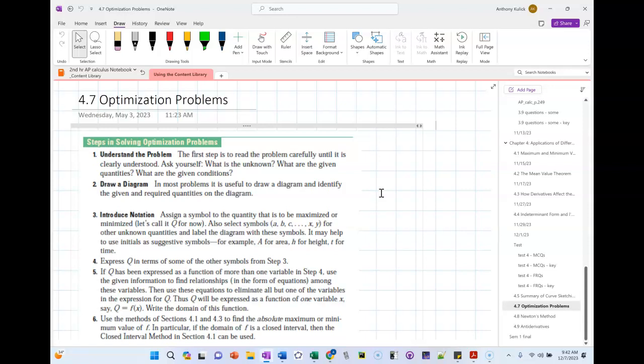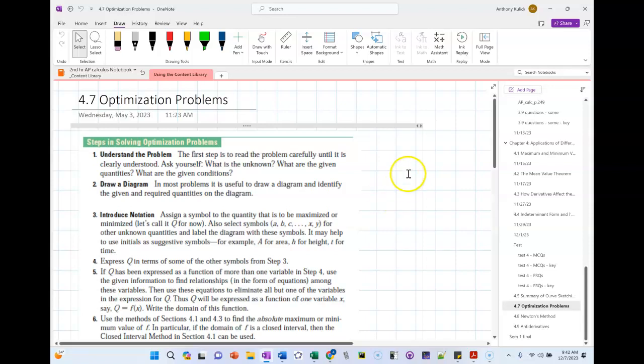What makes this tricky is that it's going to be built into a story problem. So it's going to be an application-driven situation. It's kind of like the related rate problems in that regard, where the calculus is no different than anything we've been doing. The hard part is unpacking the calculus from the situation, right?